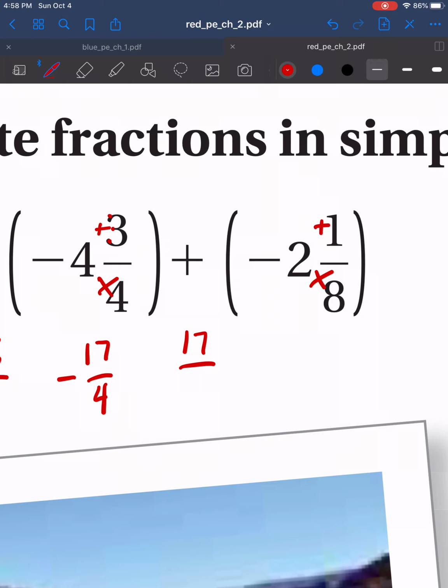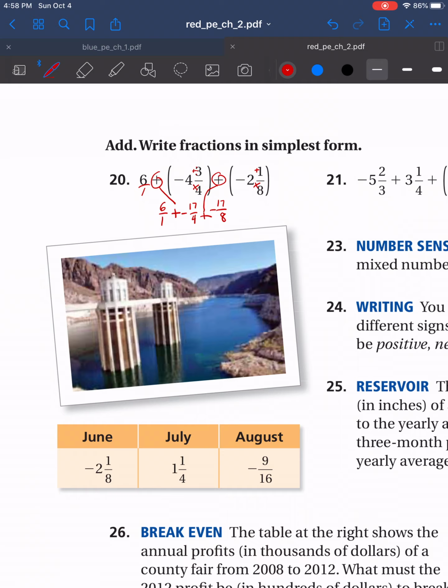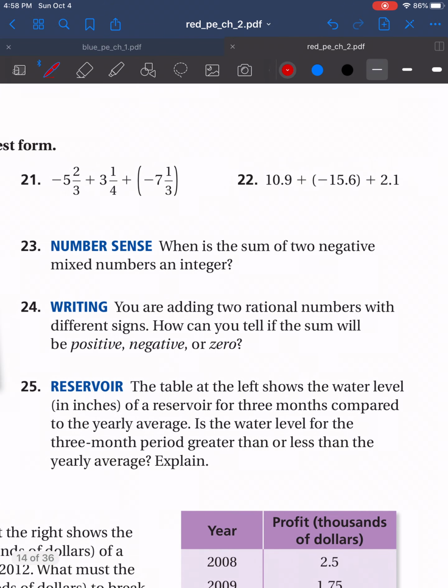And then it is over 8 and it's negative. But I'm going to bring down that plus sign right there. So my new equation is 6/1 plus negative 17/4 plus negative 17/8. There's not a single common denominator in the bunch, so I'd have to rechange all of them. I would pick 8 as my common denominator. Okay, so you guys can do this. You just have to take your time. If you rush through it, you're going to make mistakes, okay?